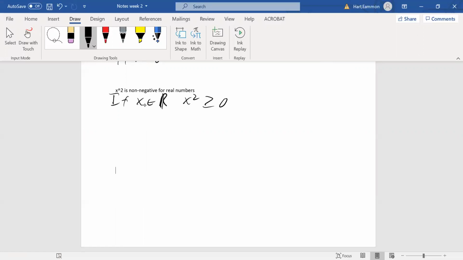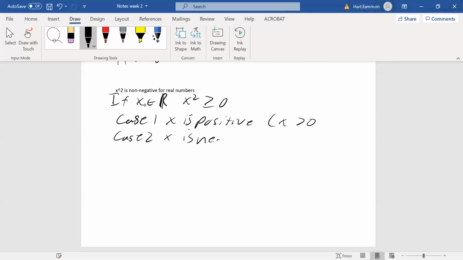So our case 1 is going to be x is positive, i.e. x is greater than 0. Case 2, x is negative, i.e. x is less than 0. And case 3, we'll break this up into 3 cases.